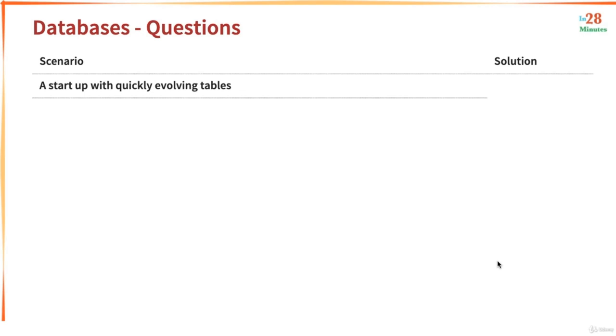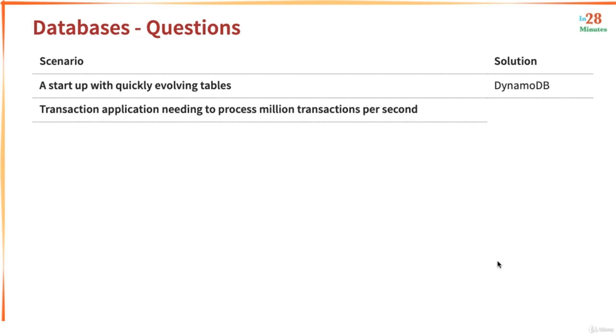When you have a quickly evolving table structure, you want to go for schema-less as much as possible. You need to keep things simple at the start, and once you know what you want, maybe you can switch to a proper schema with high transactional capabilities. So start up with DynamoDB, and maybe over a period of time, you can go for a more relational database.